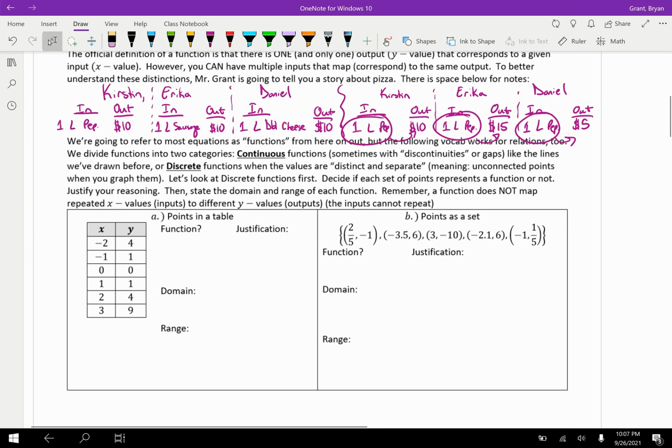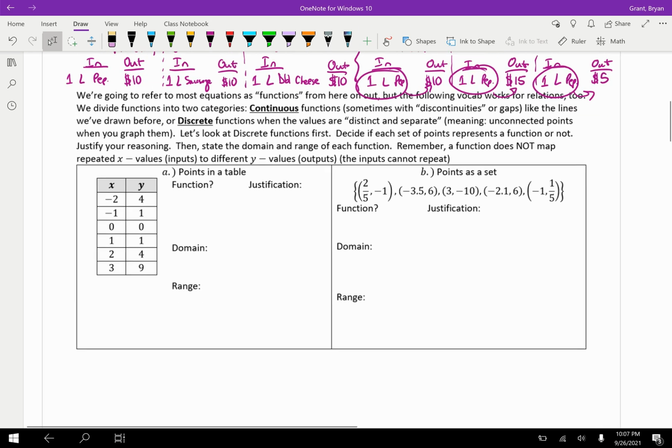Now, we're going to refer to most of our equations or relations as functions from here on out. They're not all going to be functions, and I'm going to slip up and I'll do my best to call them relations instead of functions, but you'll get the idea. Any vocab, though, that we use for functions is also going to work for relations, so it shouldn't be too terrible. We're going to go ahead and divide our functions into two different categories.